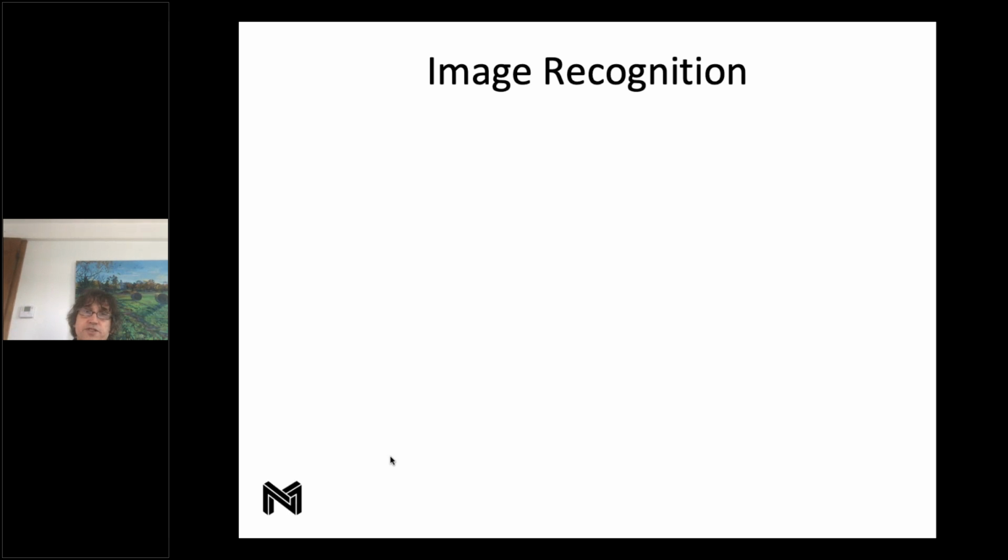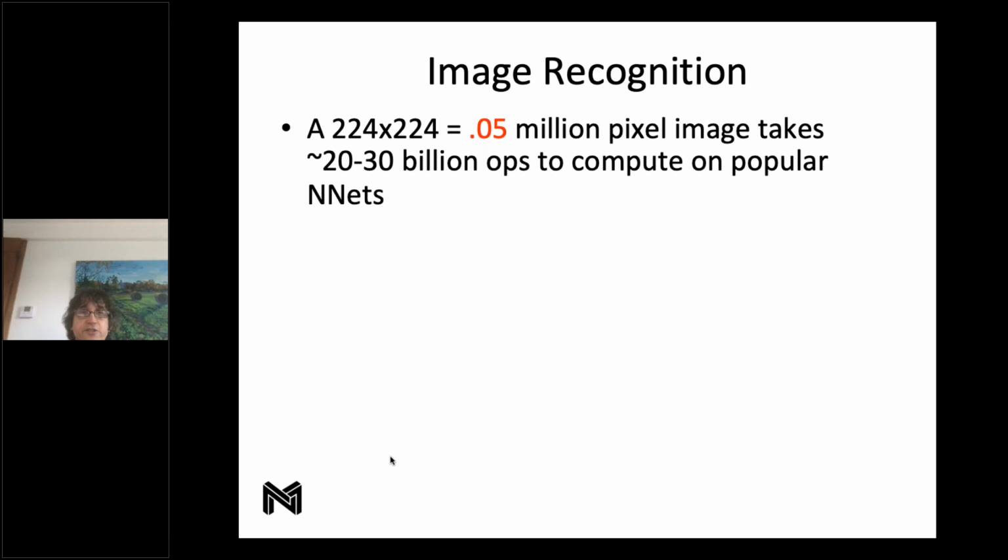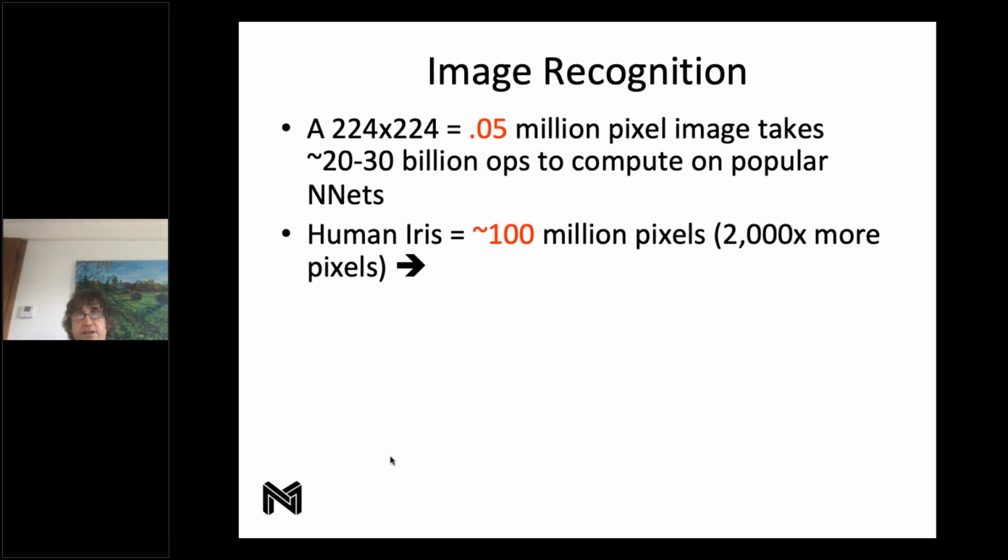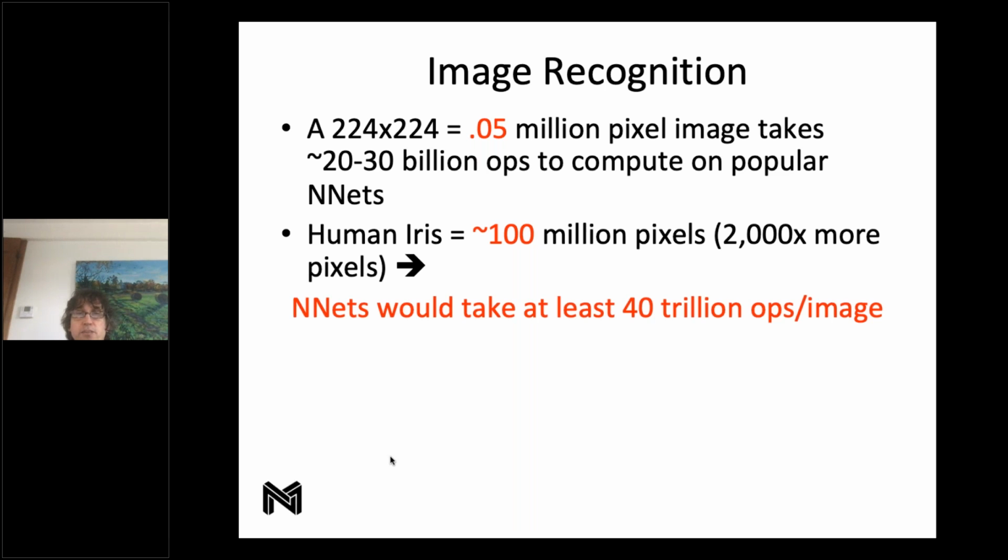Now, let's think of image recognition, which is a big thing we use neural networks for. We typically take these 224 by 224 images, so 500,000 pixels, and a ResNet or some network like that will spend about 20 to 30 billion operations to compute on that image. The human iris has 2,000x more pixels as input. And so a neural network to compute on the same kind of number of pixels that your iris does would take about 40 trillion operations.